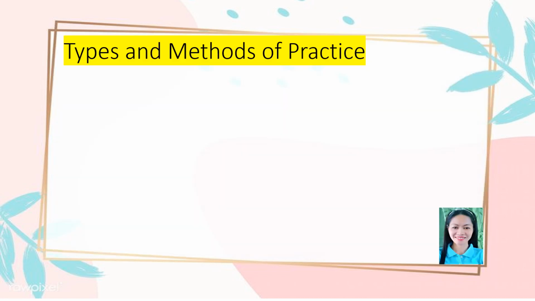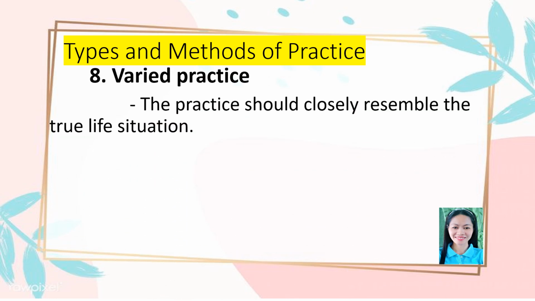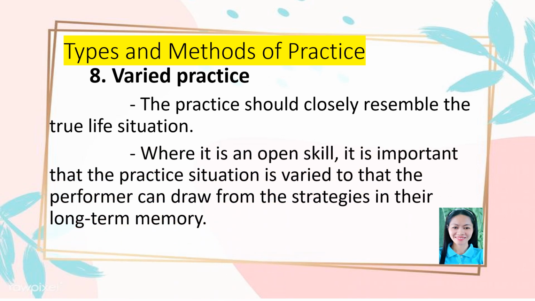And the last type and method of practice is varied practice. Varied practice means the practice should closely resemble the true life situation. Where it is an open skill, it is important that the practice situation is varied so that the performer can draw from the strategies in their long-term memory. Varied practice involves repeating the skill in a variety of situations, which best suit the development of open skills.